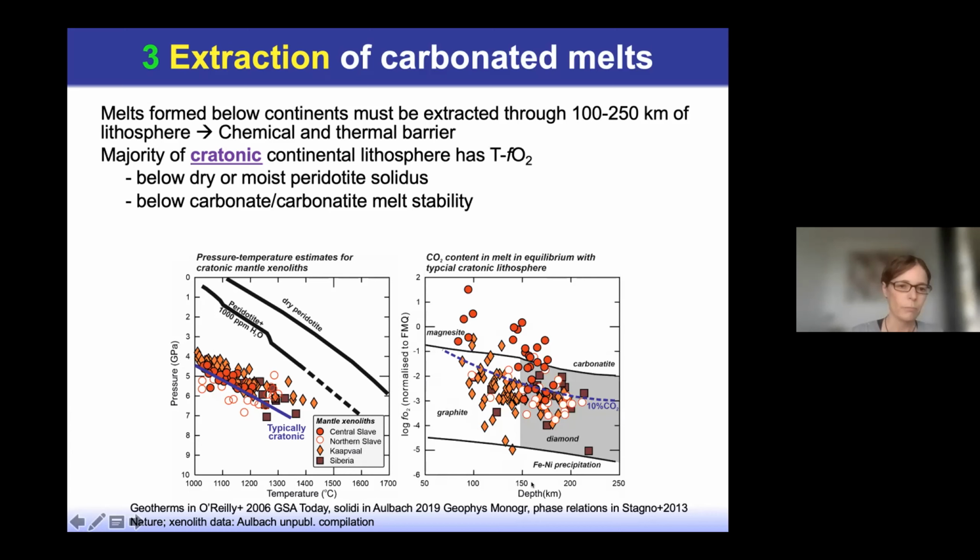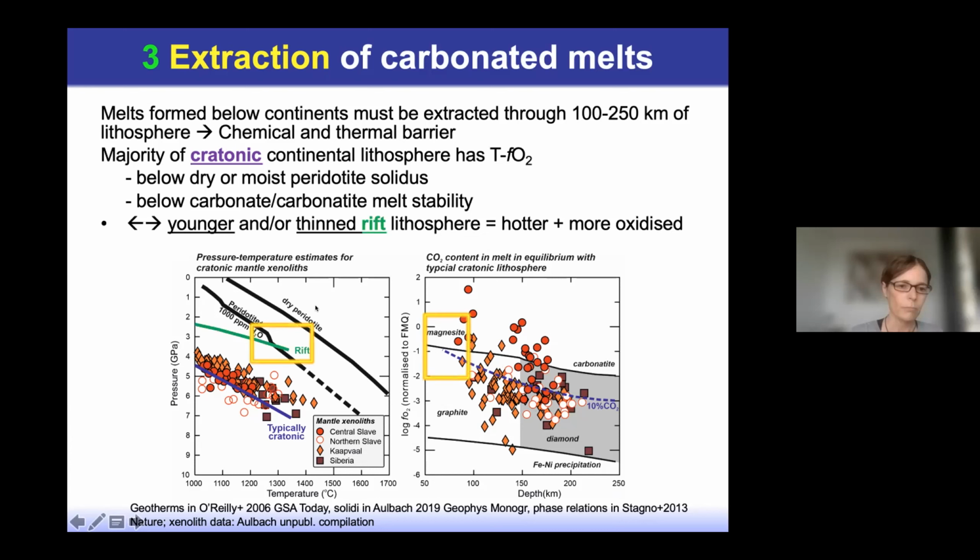Oxygen fugacity as a function of depth. You can see the stability of diamond versus graphite as opposed to carbonatite or magnesite. You can see that the vast majority of lithosphere is actually not stable for carbonatite, pure carbonatite, but it might be stable for a carbonated silicate melt. So these are some limitations to instant extraction of carbonated melt through continental lithosphere.